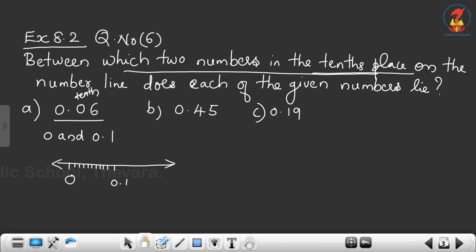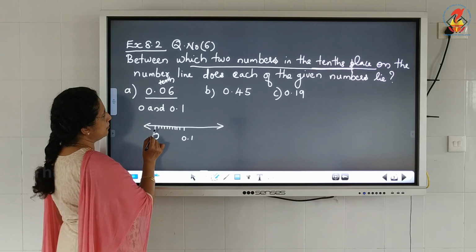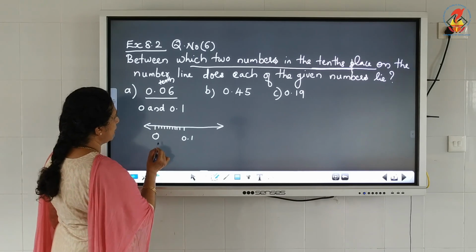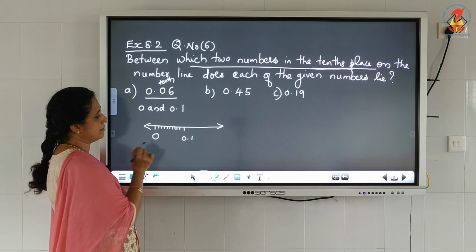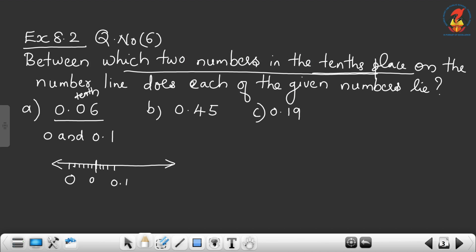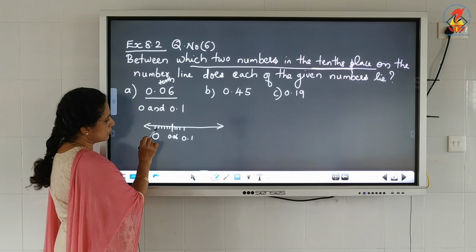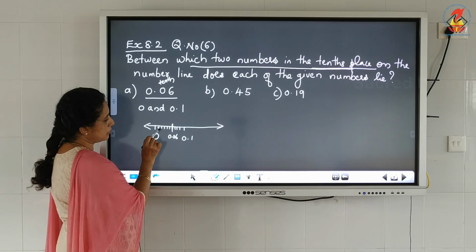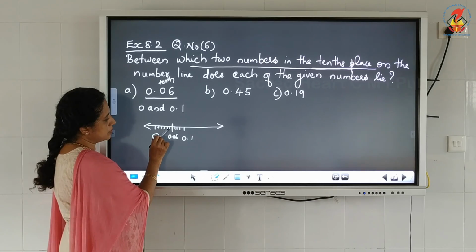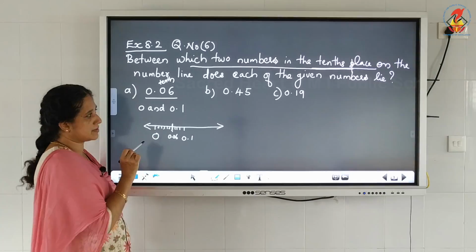So 0.06 lies between 0 and 0.1. So this point will represent 0.06. So 0, 0.01, 0.02, 0.03, 0.04, 0.05, 0.06.